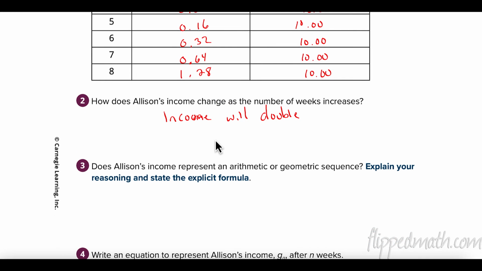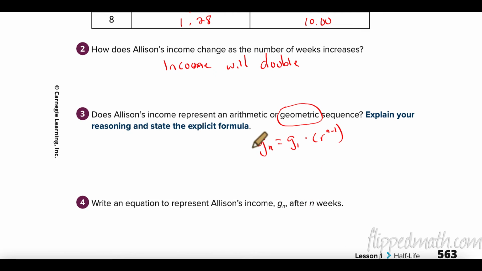Does Allison's income represent an arithmetic or a geometric sequence? Well, remember, we talked at the beginning, geometric is when you have something and it is being multiplied by a constant multiplier. So that's why this is going to be geometric. And in general, a good form for a geometric is g sub n equals g sub 1, our first term, times some common multiplier to the n minus 1 power. All right? So in number 4, it says, write an equation to represent after n weeks. So the original term was, so g of n, this just means how much does she have after so many weeks, n weeks.